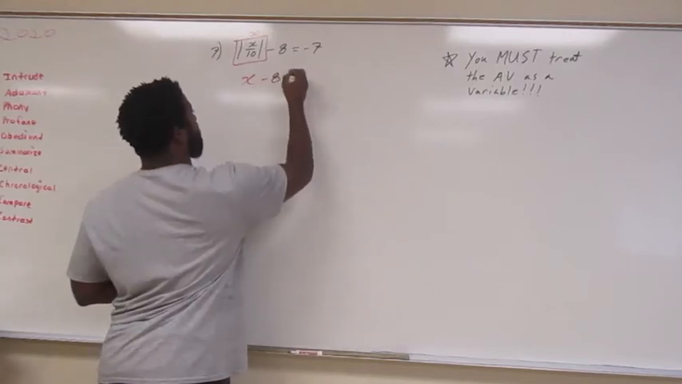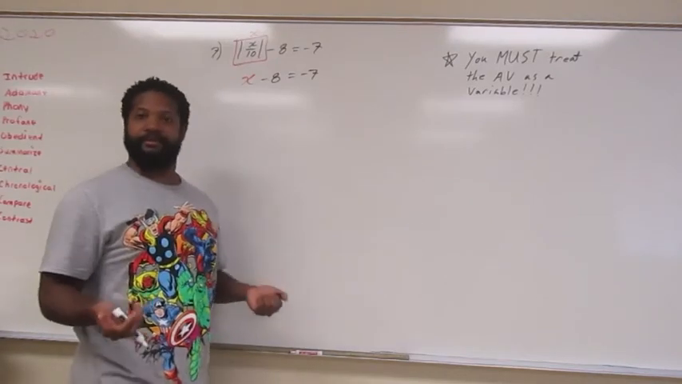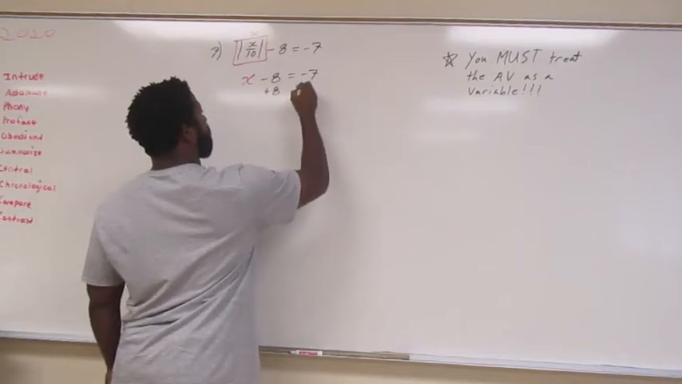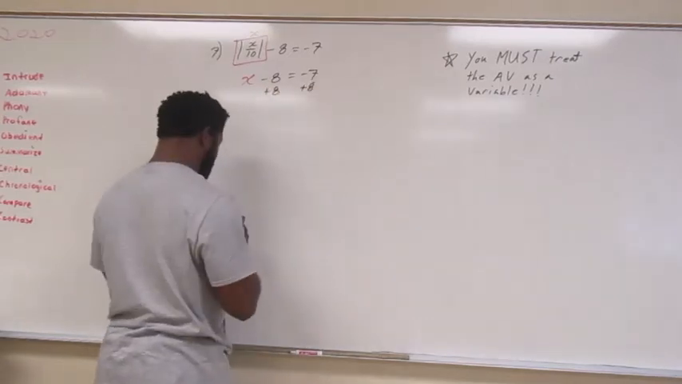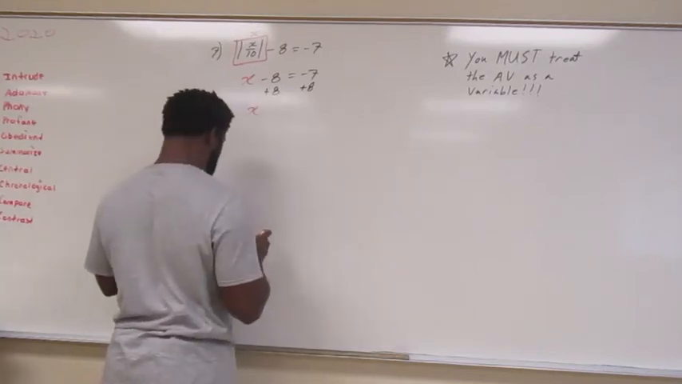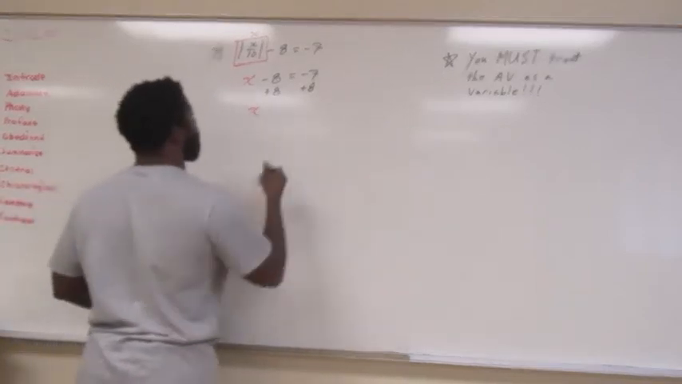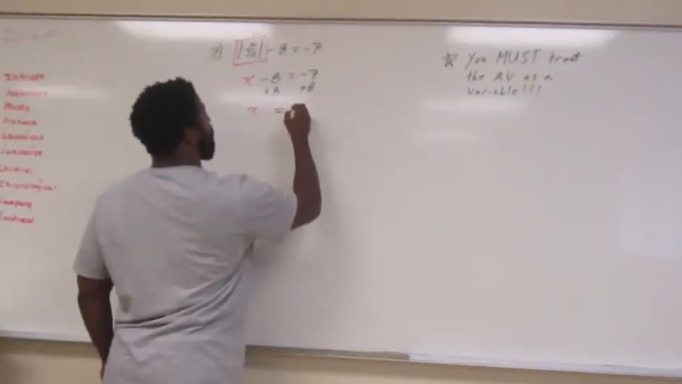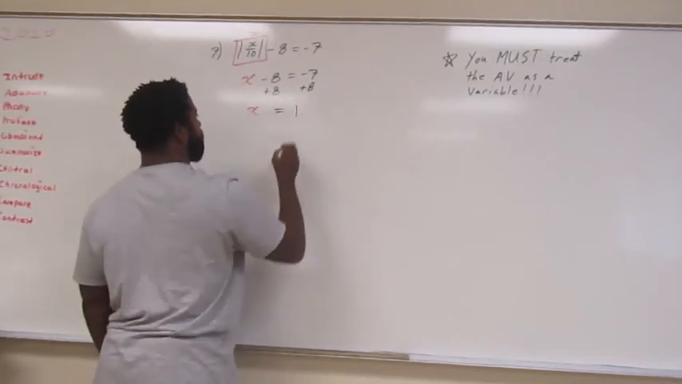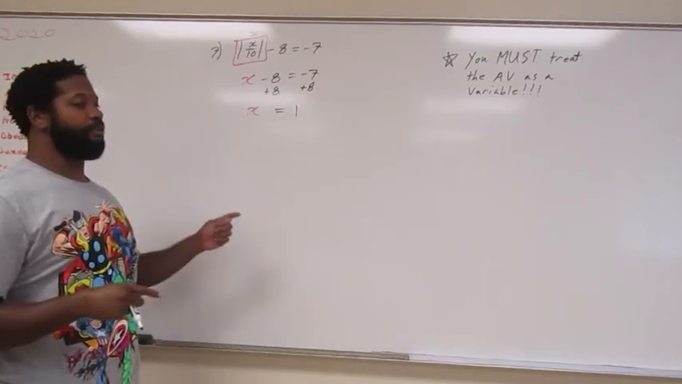Good job. x minus 8 is equal to negative 7, so how are we going to get the x by itself? You're going to add. So x equals 1. Not negative 1, positive 1. I said positive 1. Okay, you see that? You good?